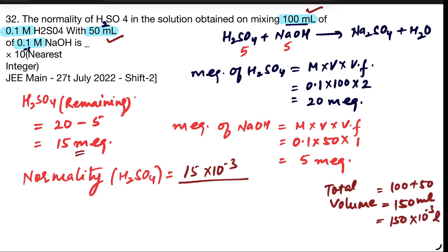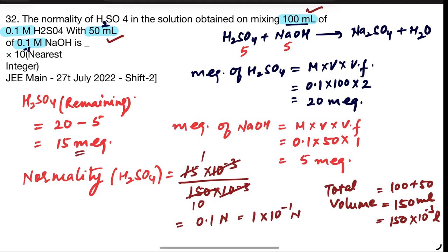So normality of H2SO4 will be equal to 15 into 10 to the power minus 3 divided by 150 into 10 to the power minus 3. 10 to the power minus 3 cancels. 15 ones are 15, 15 tens are 150. So this is equal to 0.1 N, or this can also be written as 1 into 10 to the power minus 1 N. So the answer here will be 1.